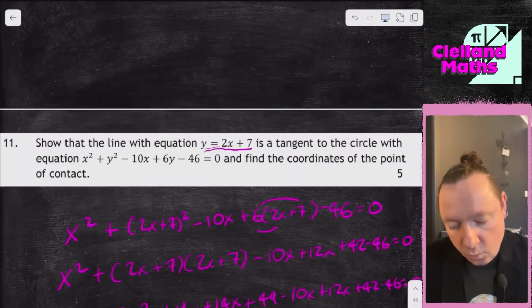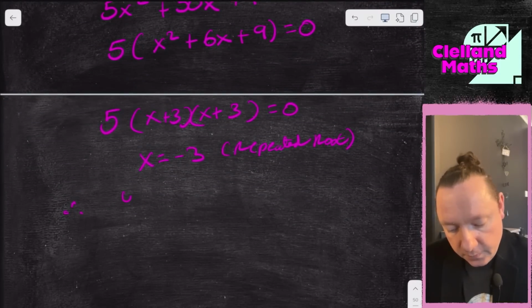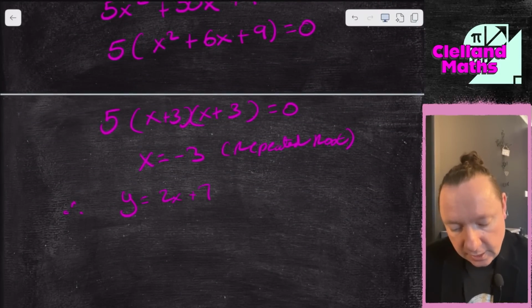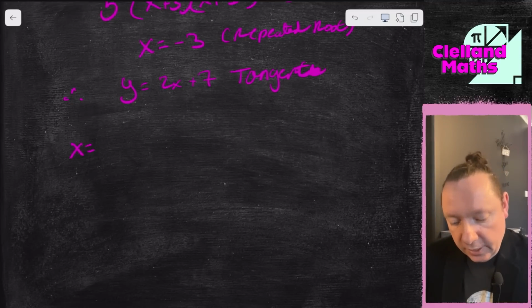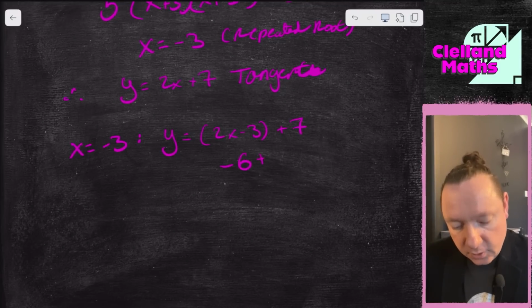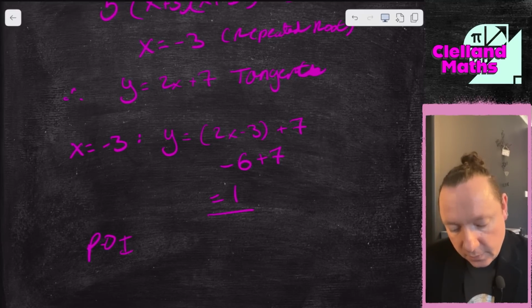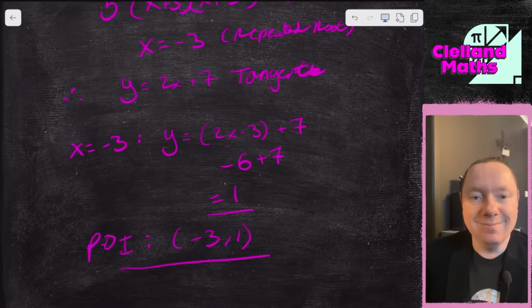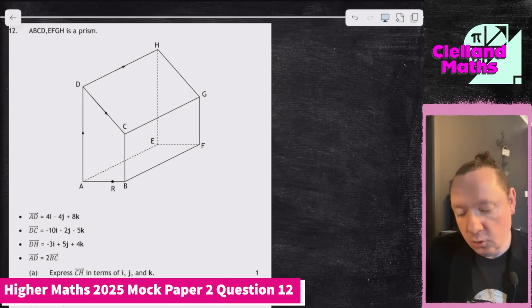Therefore, we can just say y equals 2x plus 7 is a tangent. So we can just sub in x equals minus 3 to get our actual point of intersection. y is equal to 2 times minus 3 plus 7. That's minus 6 plus 7. 7 minus 6 is 1. So our point of intersection is simply minus 3 and 1. And we're done there.